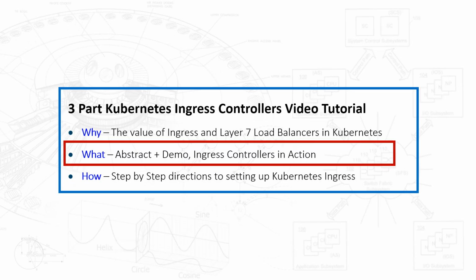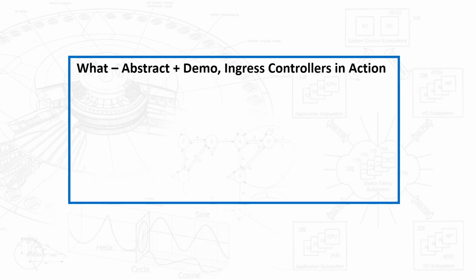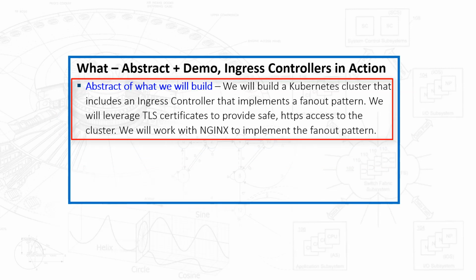Let's be clear about what we're going to build. We will build a Kubernetes cluster that includes an Ingress controller. That Ingress controller will implement a fanout pattern, like the one we just described. At the same time, we will leverage TLS certificates to provide safe HTTPS access to the cluster. And we will work with NGINX to help implement this fanout pattern. So the Ingress controller will work hand-in-hand with the NGINX components.